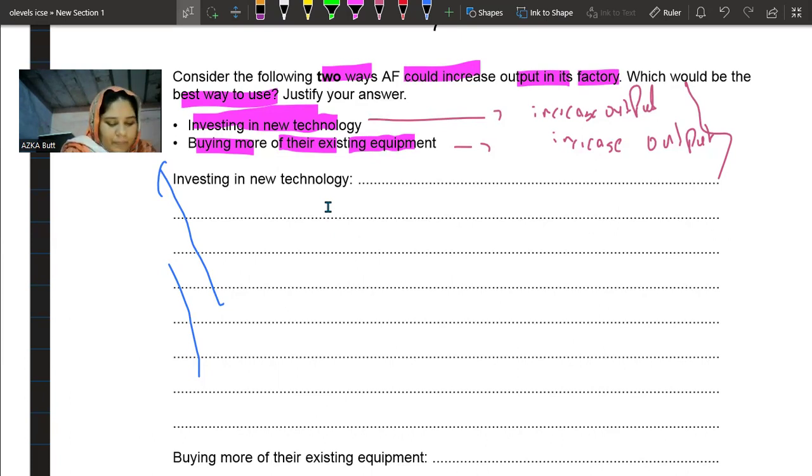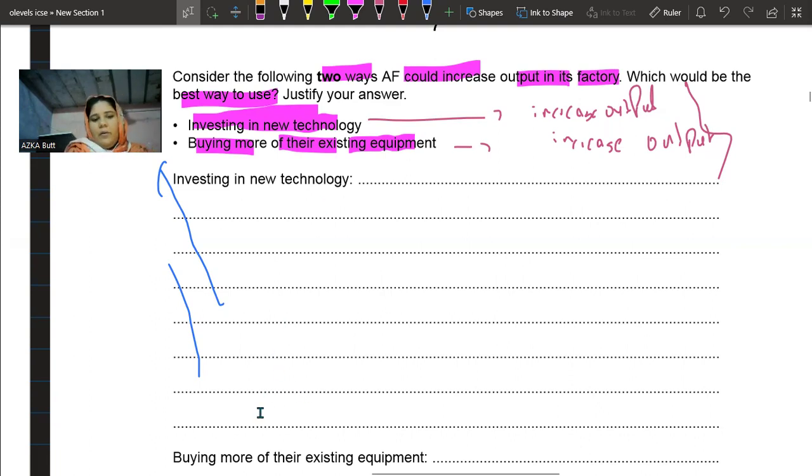And also, new technology is changing all the time. So with the passage of time the new equipment may become out of date, and maybe you have to replace it more frequently, and that is why you may not be as competitive in the market. So these are some pros and cons of investing in new technology.